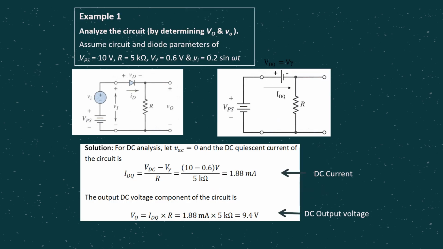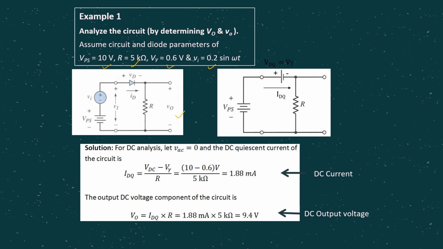Here is one example on how we do the DC analysis for the diode circuit. All the parameters, the circuit and diode parameters, are given. As you can see from this example, we have VPS 10 volt, the R value is given, V gamma is given, VI is given. V gamma is given as 0.6 volt, meaning in DC analysis, we have to consider the second model.